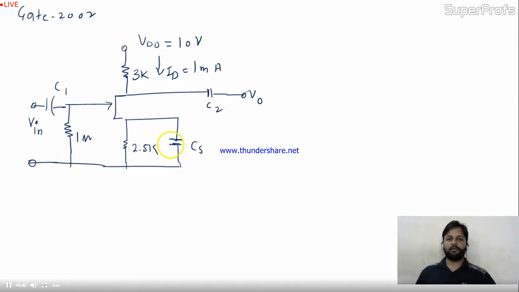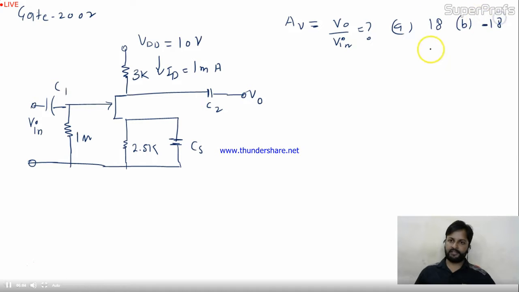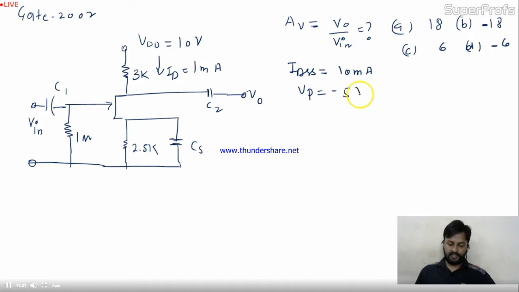Now the question is, the voltage gain AV, V0 by Vin of the JFET amplifier shown in the figure is. The question is to find out AV, and the options are given: 18, option B -18, option C 6, option D -6. Okay friends, and apart from this, IDSS is given 10 milliampere, and VP is also given -5 volt.